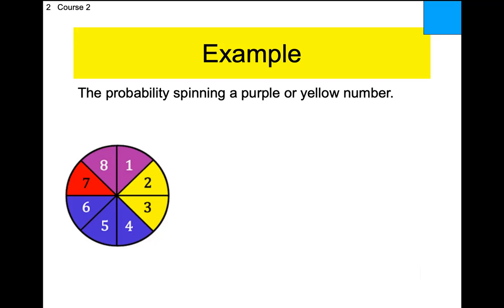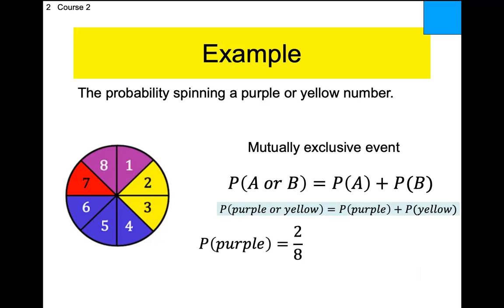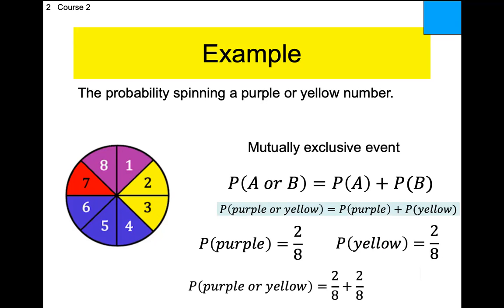Today, we have 2 events that cannot occur at the same time. Cool. So probability of purple or yellow. Sorry, I almost said and. Probability of purple is 2/8. Probability of yellow, 2/8. Okay, so what's the answer? Which reduces to 1/2. 50% chance you're going to get purple or yellow. Kind of makes sense. Half of the spinner is purple or yellow.